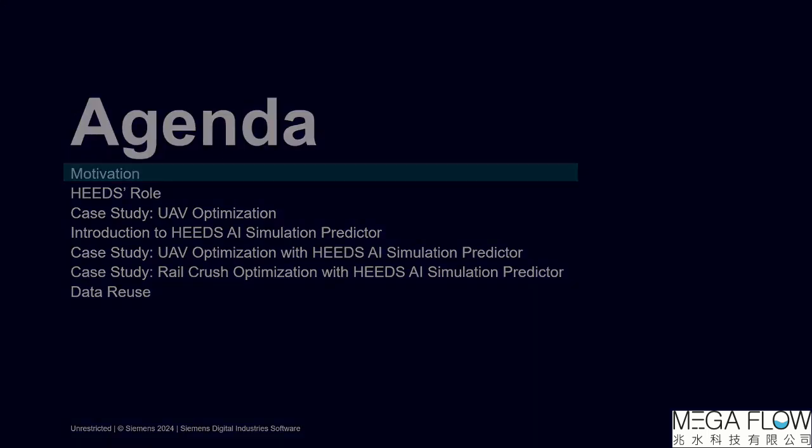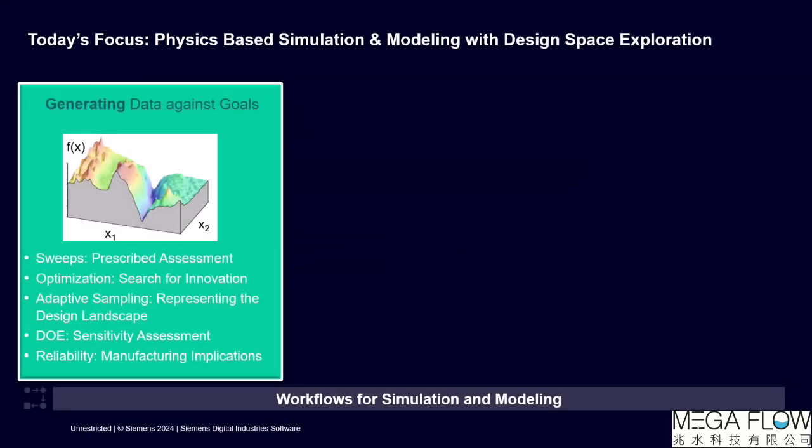Let's begin by looking at the motivation behind the larger theme where HEEDS AI Simulation Predictor is applicable. In particular, we are focused on design space exploration within three primary areas. Here, we reterm design space exploration more broadly as generating data against goals. Whether prescribing designs to automate within a workflow or leveraging more advanced search techniques like optimization or adaptive sampling, the primary goal is the generation of data for consumption to improve product design against intended goals. As it pertains to HEEDS AI Simulation Predictor, we will restrict the focus solely to optimization.